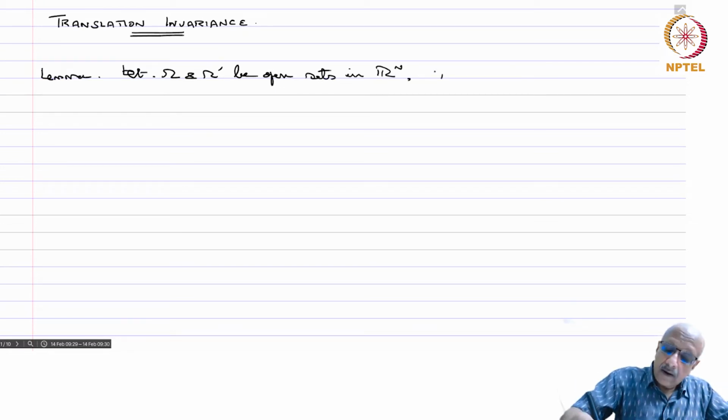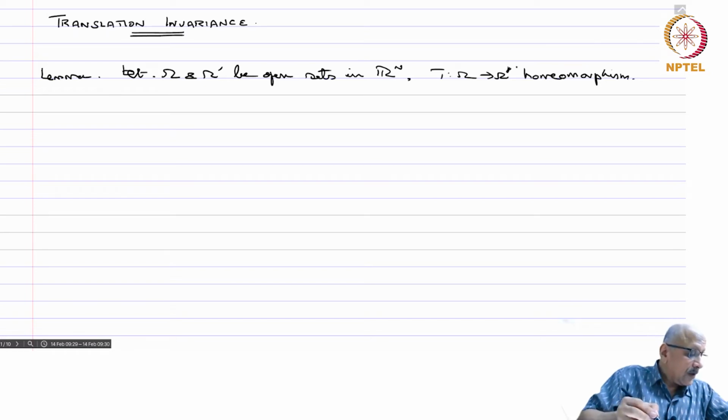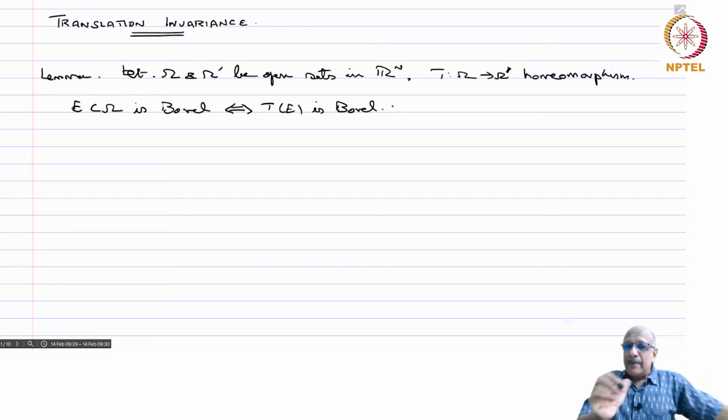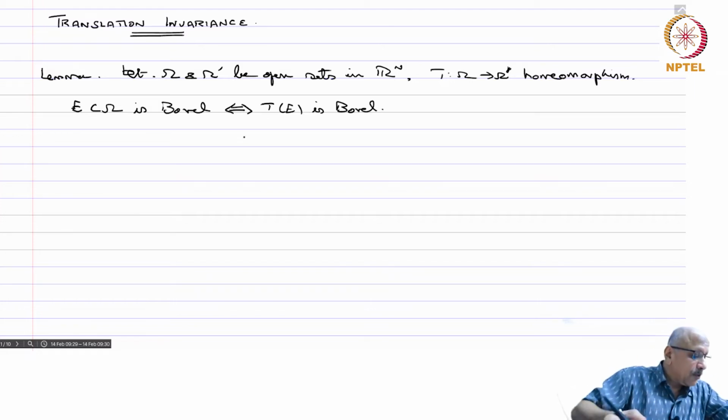Let T from omega to omega prime be a homeomorphism. So these are homeomorphic open sets. Okay, and E contained in omega is Borel, that means it belongs to the Borel sigma algebra, if and only if TE is Borel. So Borel sets get mapped to Borel sets and nothing else can get mapped to Borel sets.